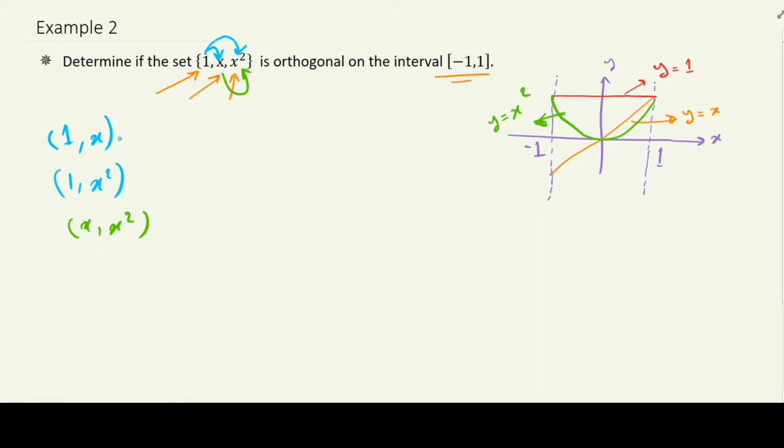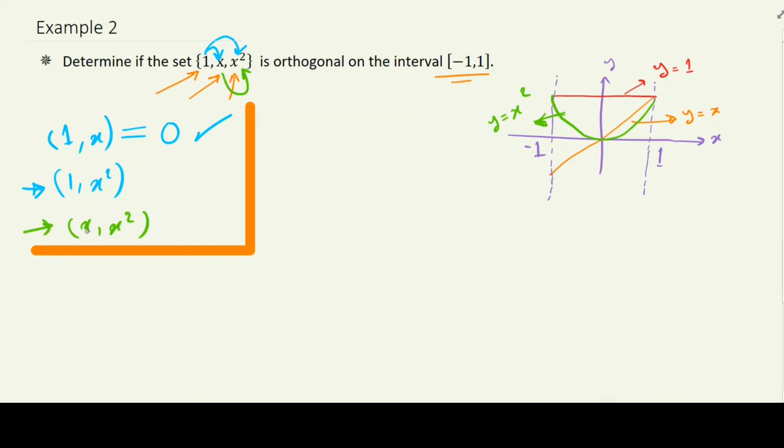So from the previous example, we learned that the inner product of 1 and x equals 0 on the given interval of -1 to 1. So this one is checked. So we just need to look at the inner product of 1 and x squared, and x and x squared. So let's start with x and x squared. So the inner product of x and x squared is going to be the integral of their product, again, x times x squared dx over this interval -1 to 1.